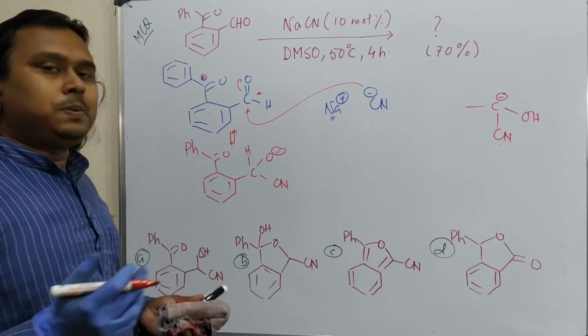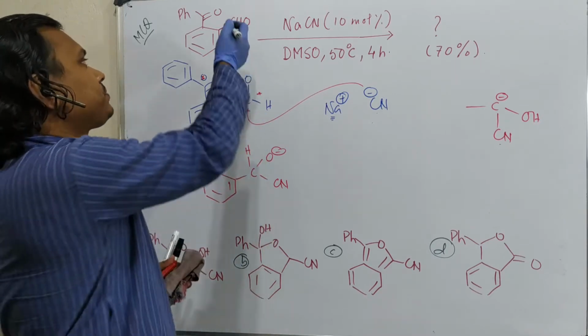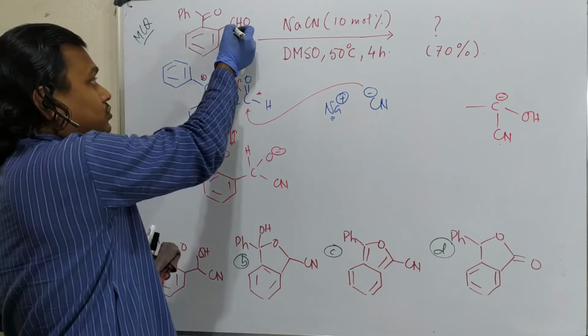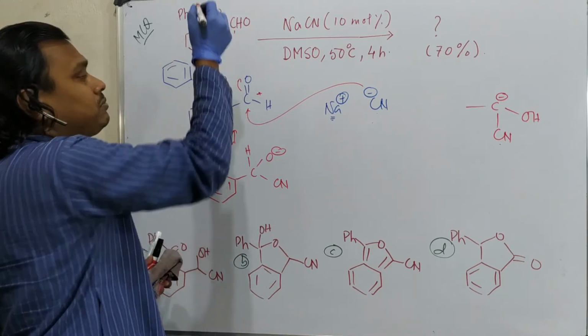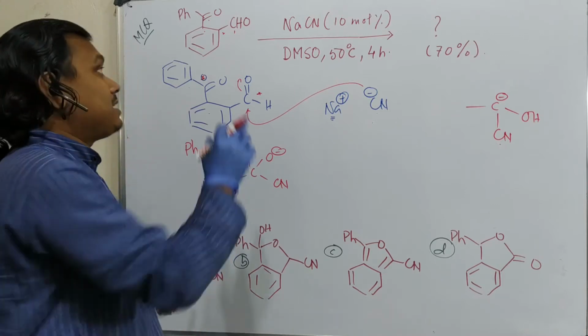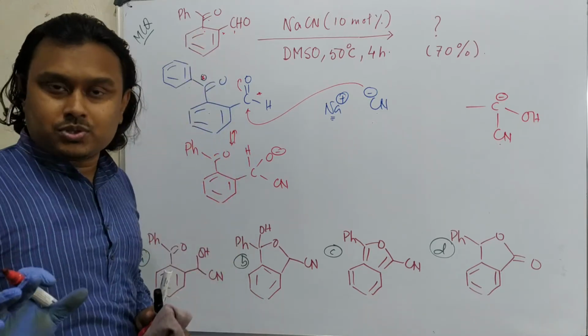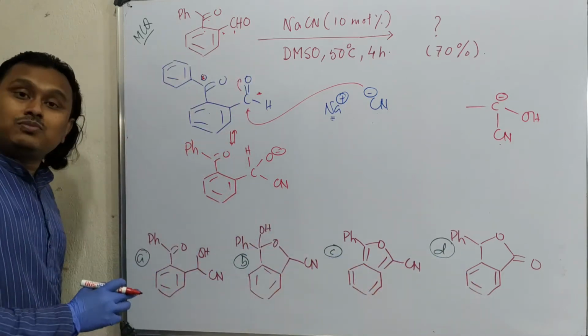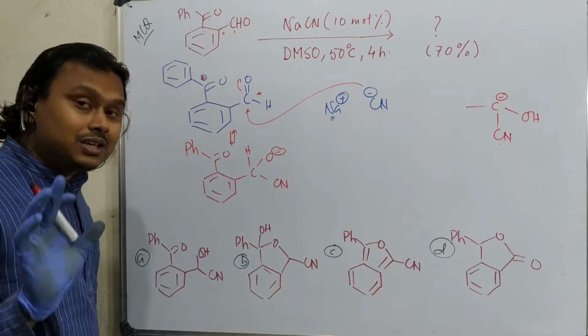And another thing, if it happens also, will it attack this center? Obviously not, because it is associated with a 1, 2, 3, 4 member ring formation, highly strained. Second thing, it is attached to a phenyl group, not possible. Second, did I give any option where a 4 member ring is formed? Not possible. So that thing will not occur.